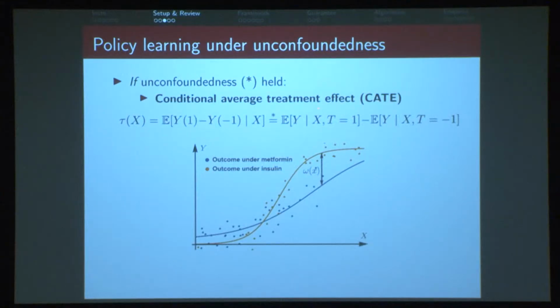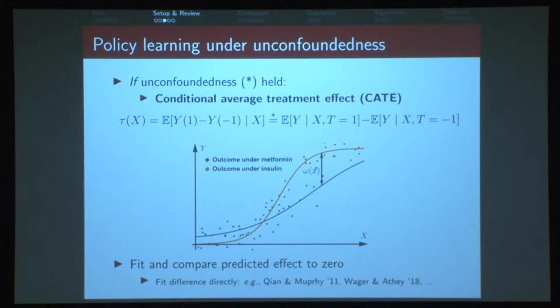Okay, so this is exactly what we did in the beginning. We said, oh, let's create a predictive model in the metformin group. Let's create a predictive model in the insulin group and look at that difference. Under unconfoundedness, that would give us the CATE. So all we have to do is fit this difference and compare it to 0. When the difference is positive, one treatment is better. When it's negative, the other treatment is better. There's also a variety of methods which, under unconfoundedness, would learn this difference directly rather than learning the regression functions separately.